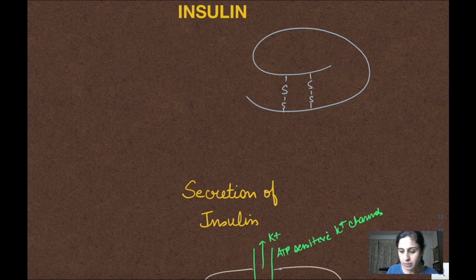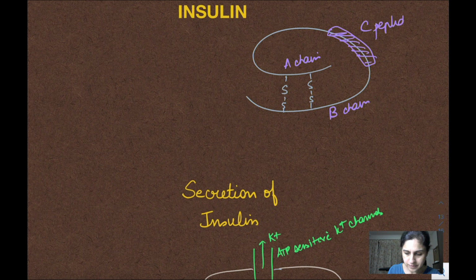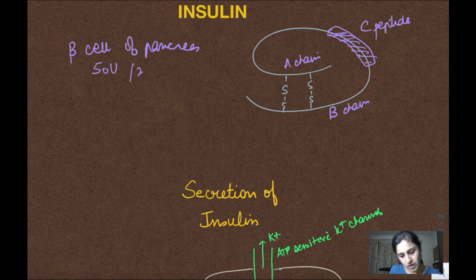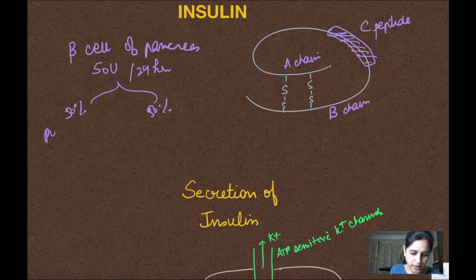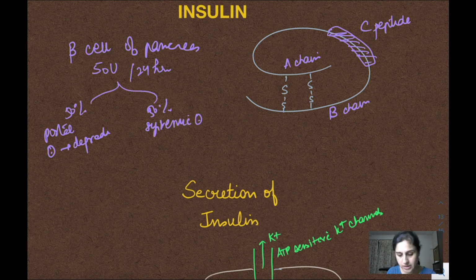So insulin, the structure: it is made up of an A chain, and this is a B chain. It is linked together by a C-shaped structure. इसको हम कहते हैं C-peptide. Okay, so this is A chain, B chain linked together by C-peptide. This insulin is released from the beta cell of the pancreas. About 50 units are released in 24 hours. उसमें से जो 50% है, that goes into the portal circulation and that is degraded. Portal circulation में और वो फिर हो जाता है degrade. The rest 50% will enter into the systemic circulation, right? Or systemic circulation में जाएगा and it will perform its effects.